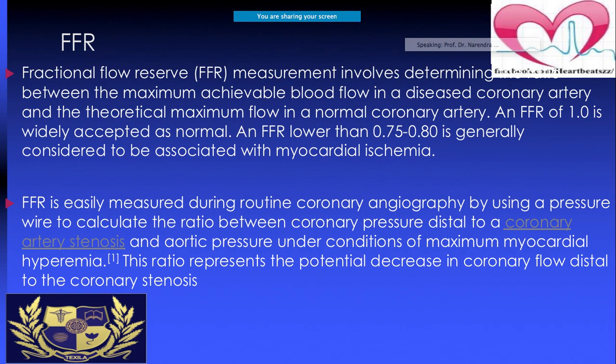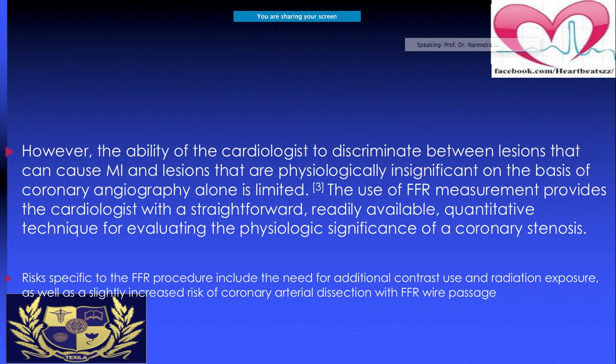And as I had said, it is measured routinely during the routine coronary angiography with a pressure wire, to calculate the ratio between the coronary pressure distal to the coronary artery stenosis and aortic pressure under conditions of maximum myocardial hyperemia. This ratio represents the potential decrease in coronary flow distal to the coronary stenosis. However, the ability of the cardiologist to discriminate between lesions that can cause MI and lesions that are physiologically insignificant on the basis of coronary angiography alone is limited. So FFR also has its own limitation.